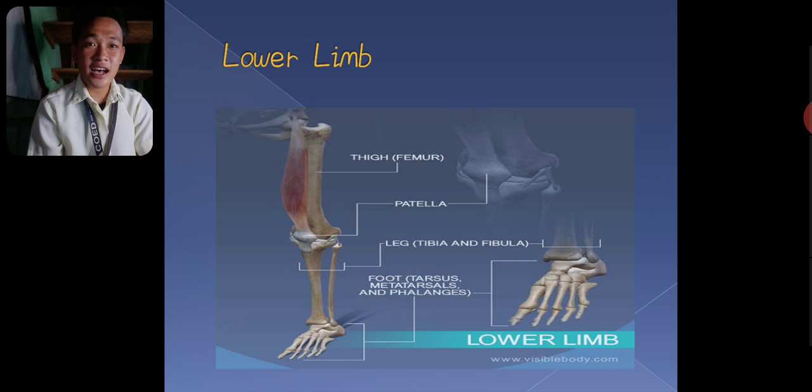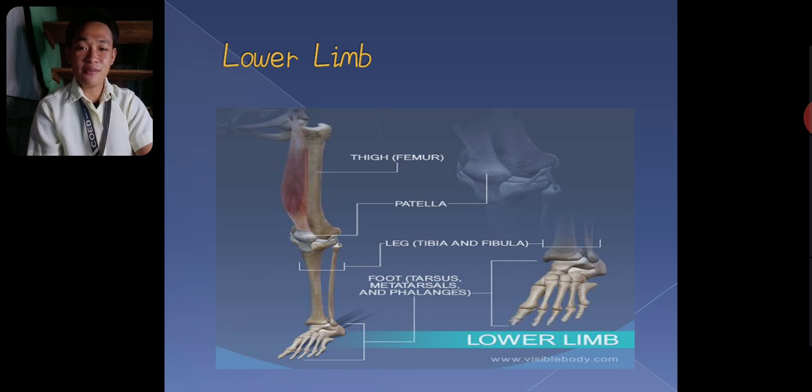So, sa lower limb, the lower limb includes the bones of the thigh, leg, and foot. The femur is the only bone of the thigh. It articulates with the two bones of the leg, the larger tibia and the smaller fibula. So, the thigh and leg bones articulate at the knee joint that is protected and enhanced by the patella bone that supports the quadriceps tendon. The bones of the foot include the tarsus, metatarsus, and phalanges.